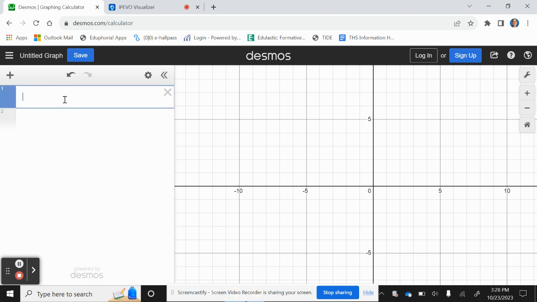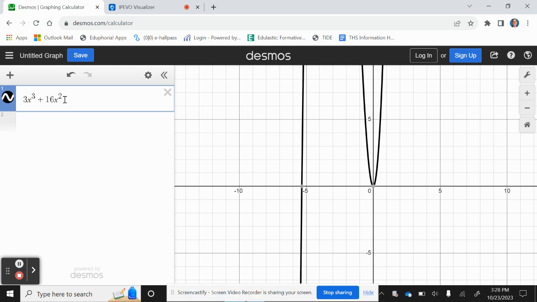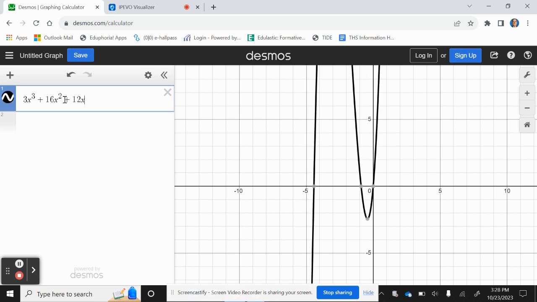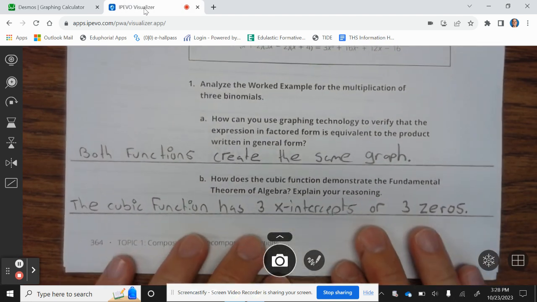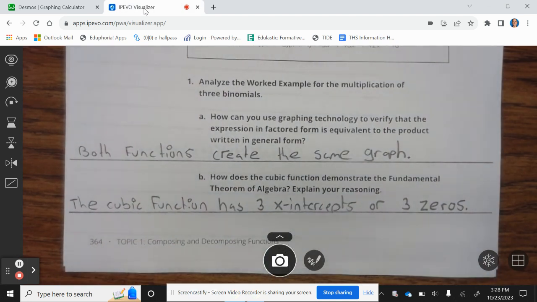So we're going to graph 3x cubed plus 16x squared plus 12x minus 16, and (x plus 2)(3x minus 2)(x plus 4). You can see that they are the same graph, and here are the zeros. Okay, so both functions create the same graph.